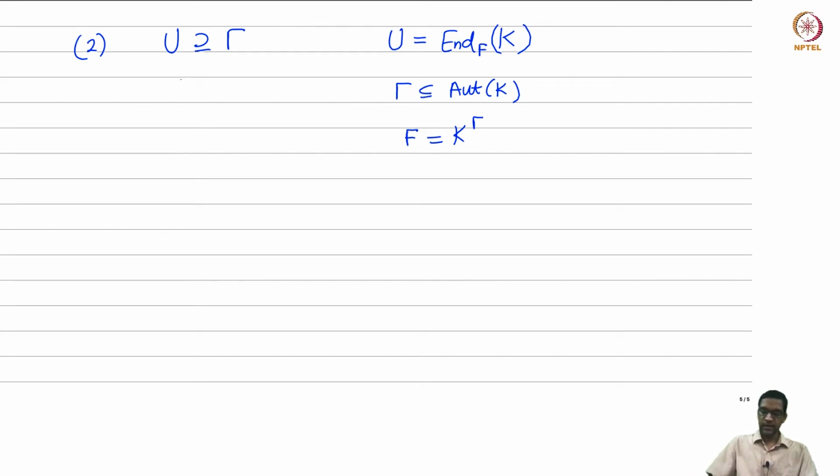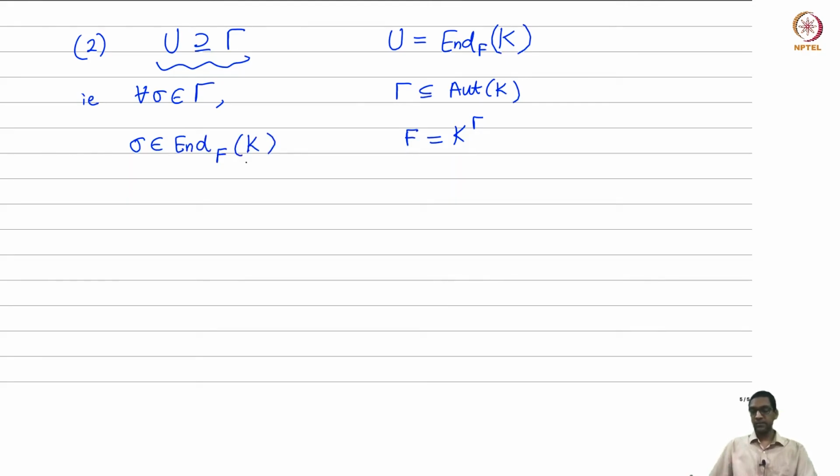So why does U contain gamma? Well, you just have to check that. What does this statement say? If we take any element sigma in gamma, sigma is a field automorphism, but it is also a linear transformation from K to K with linearity over the base field F. Why is this true? Let's check the properties. Sigma of a plus b has to be sigma a plus sigma b, but that is true because sigma is in gamma, so in particular it's a field automorphism.